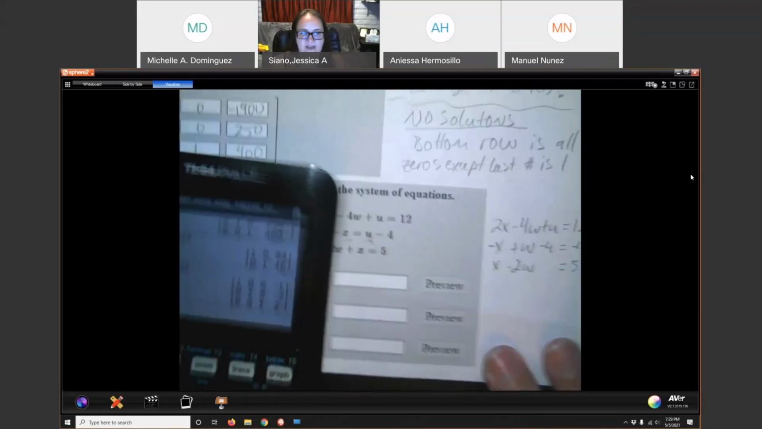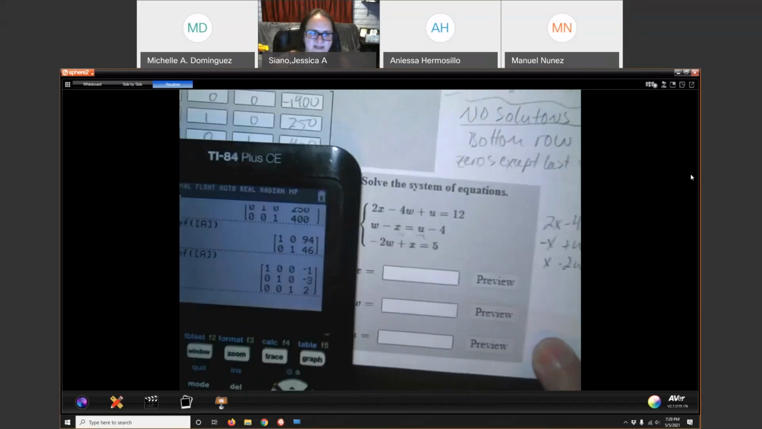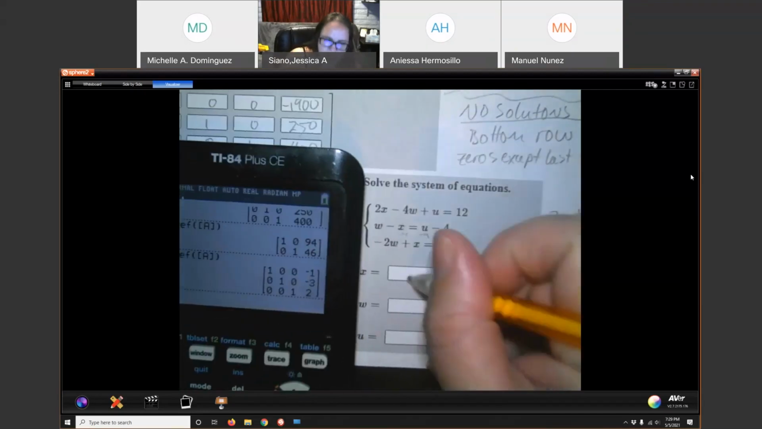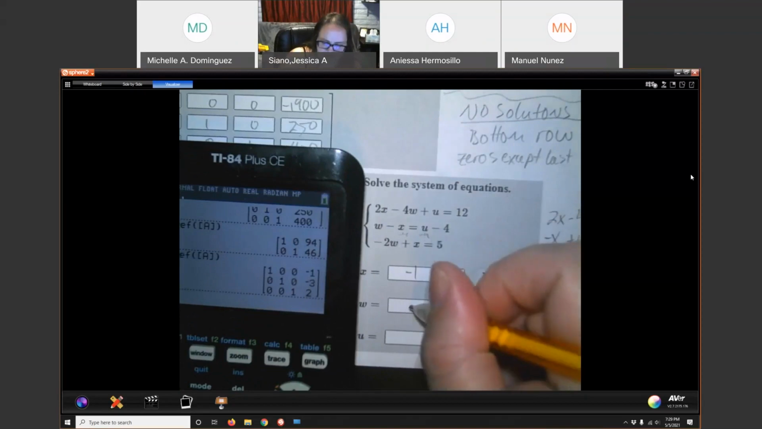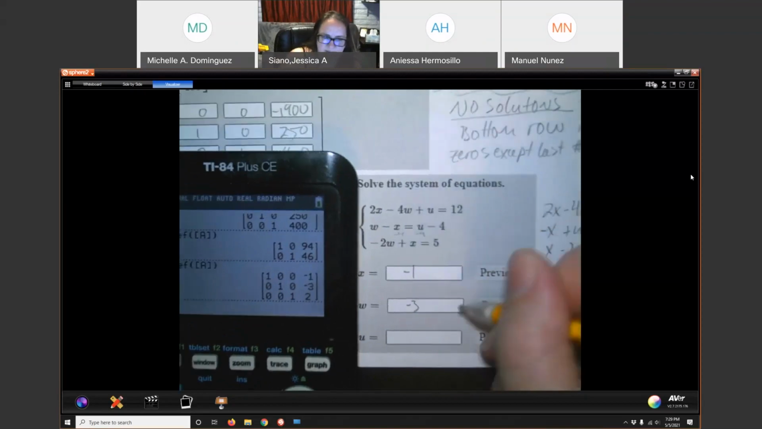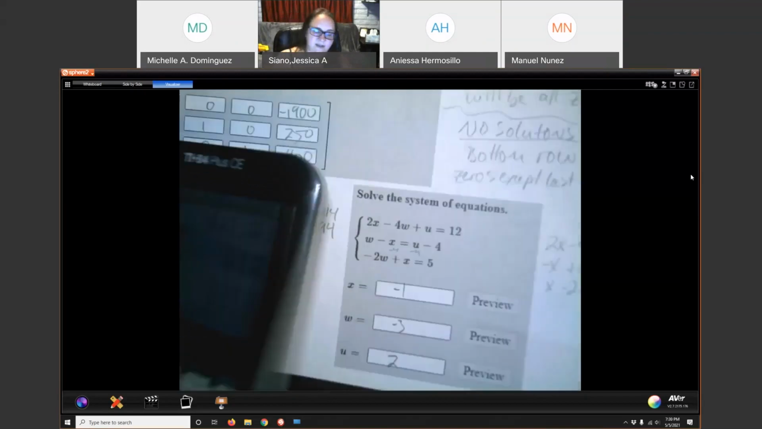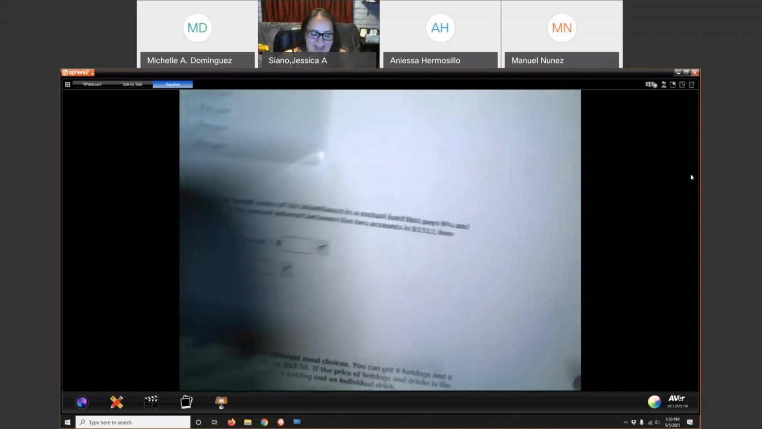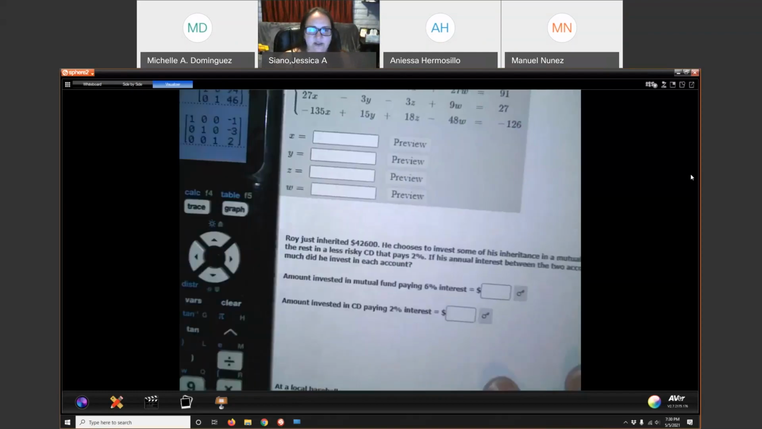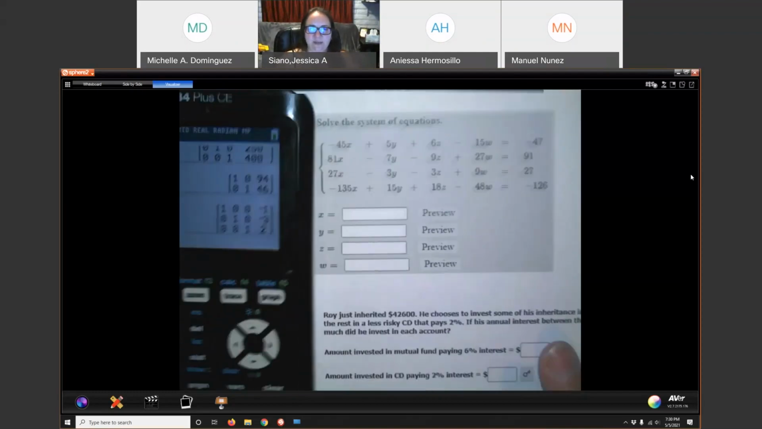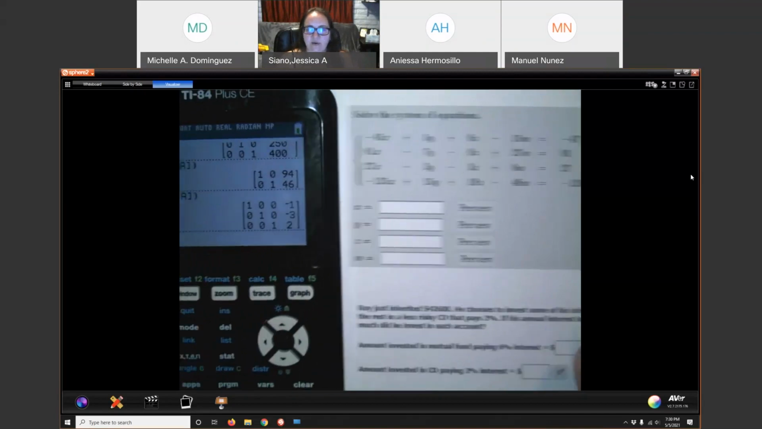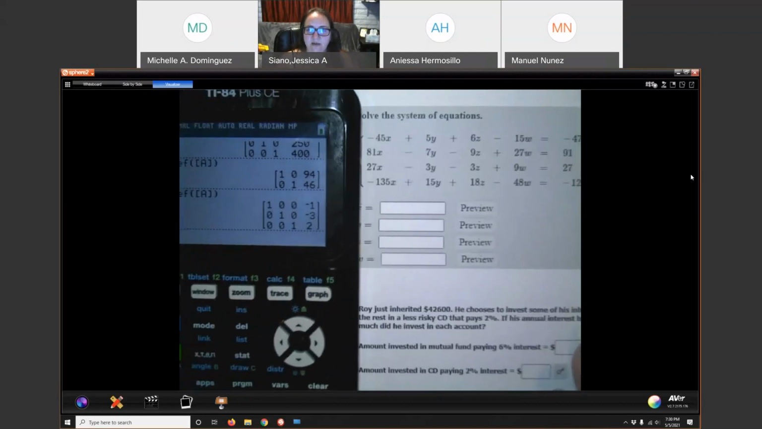So I have that x is negative 1, w is negative 3, and u is 2. And so this works on matrices, on systems, excuse me, of all sizes. So they gave me this really massive system here. They were nice enough to put it in order for me.